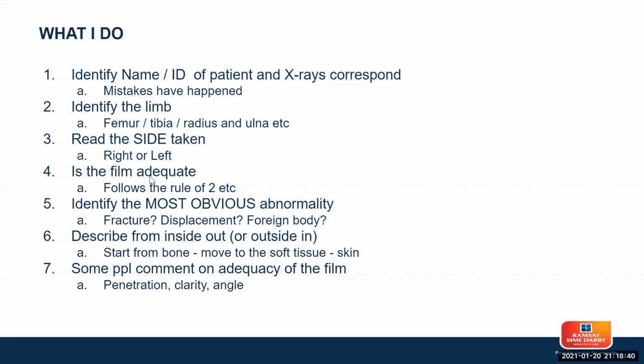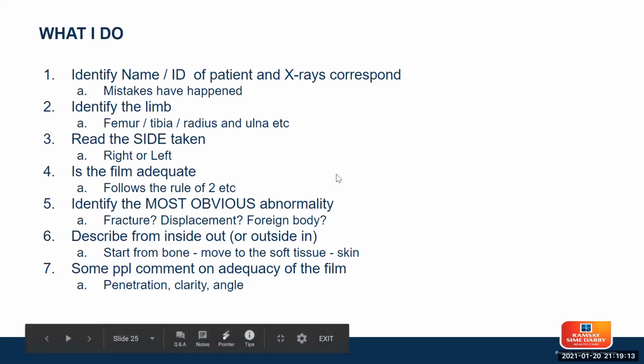Is the film adequate? This follows the rule of two. Do you have an AP and lateral view? Do you have the joint above and the joint below visualized on your X-ray film? Once I've come to number 1 to number 4, these are all very basic. If you're presenting in an exam, number 1 to number 4 shouldn't require much brain power. It's just basically what is on the X-ray, you're just reading it out, and at the same time you're thinking how to steer the examiner for the subsequent steps. So 1 to 4 is very, very basic.